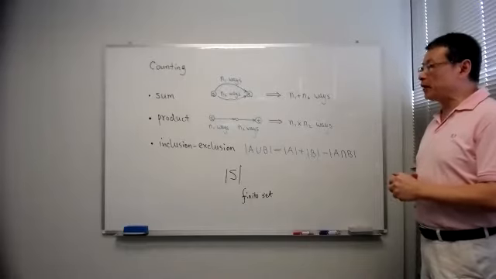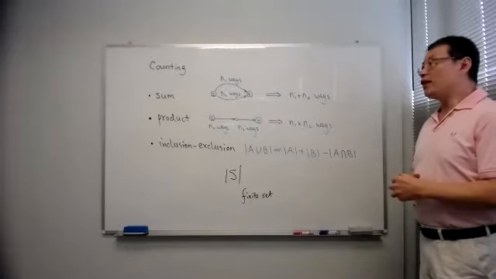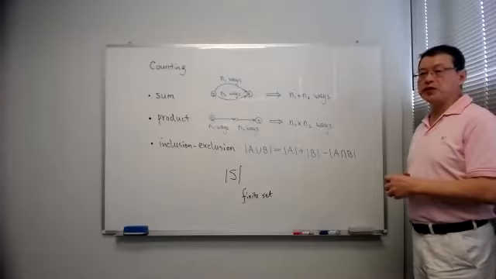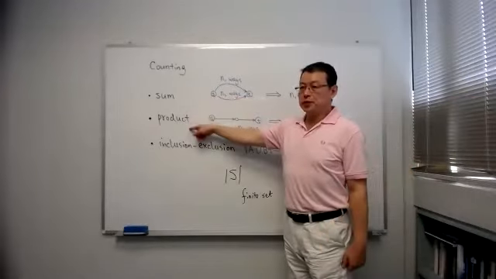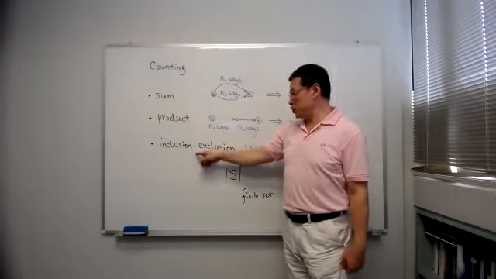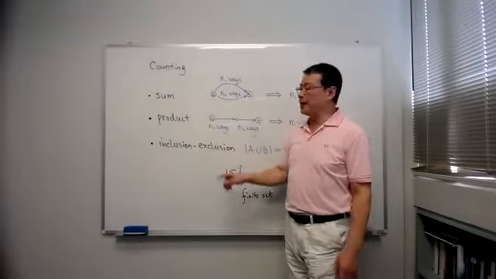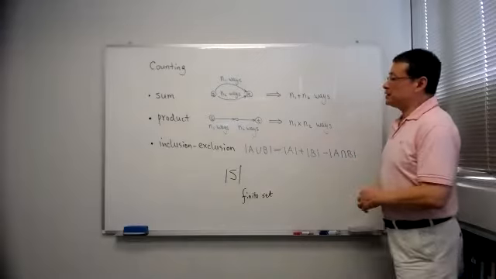There are three very basic rules. Almost all counting is based on these three rules. One is called the sum rule, the second one is called the product rule, and the third one is called the inclusion-exclusion principle. All right. So first, I want to deal with this situation.